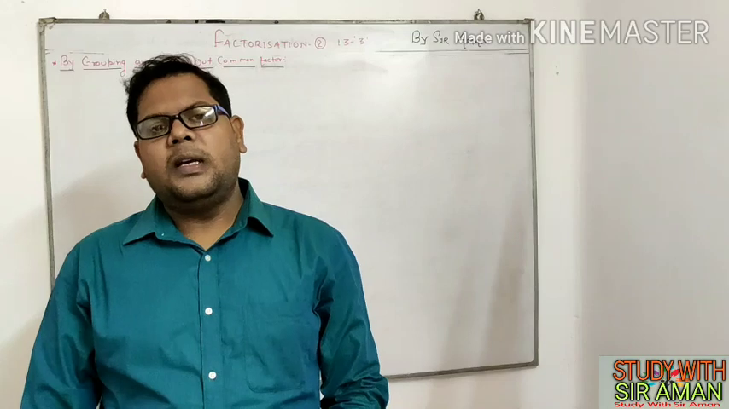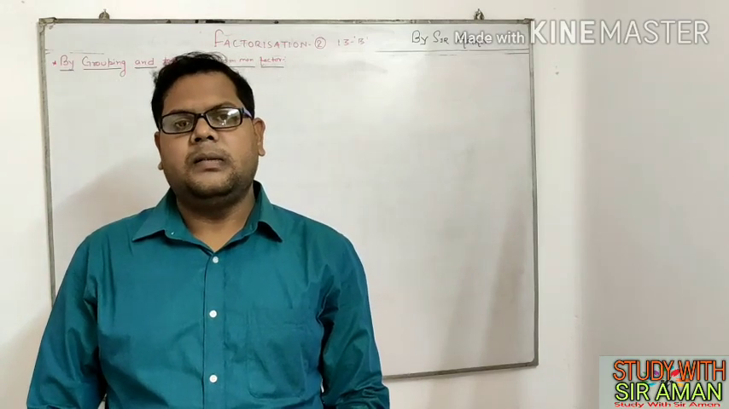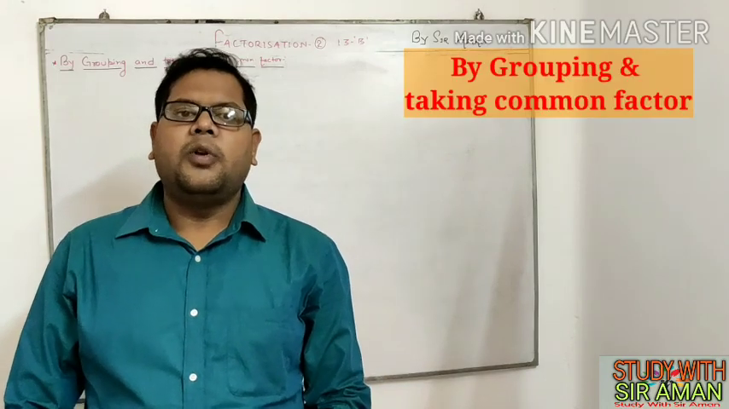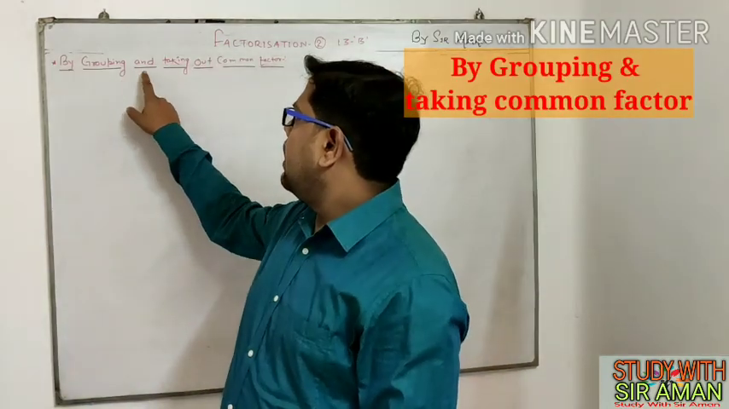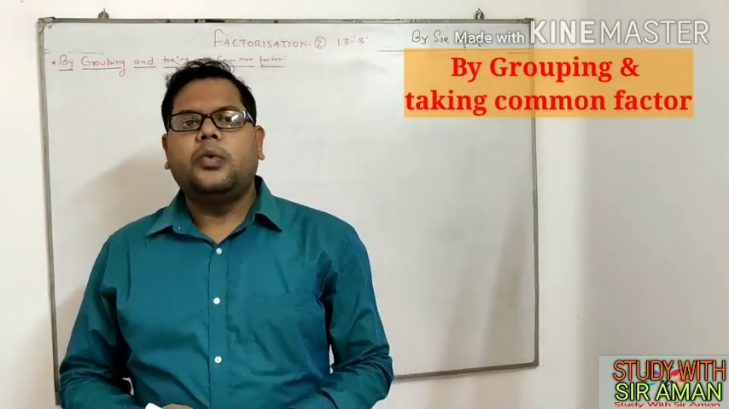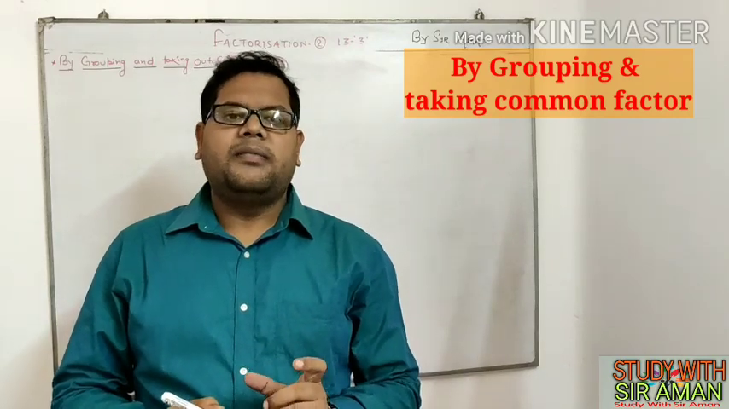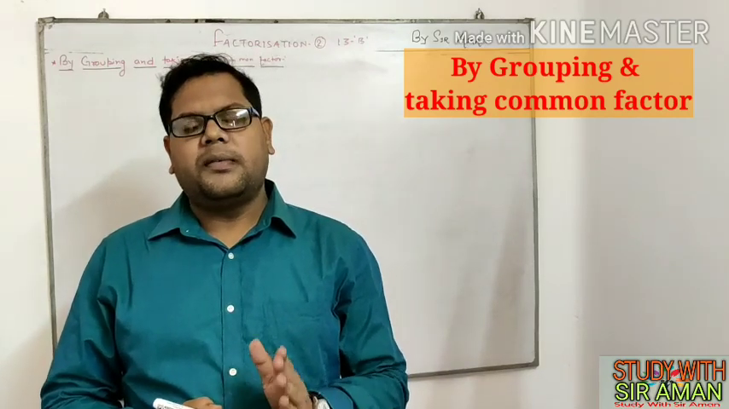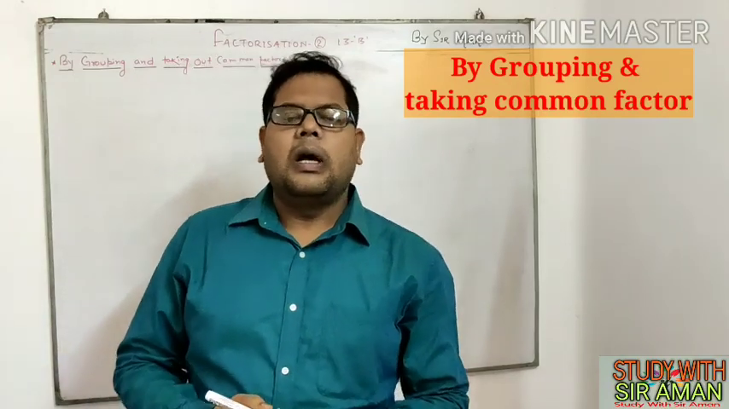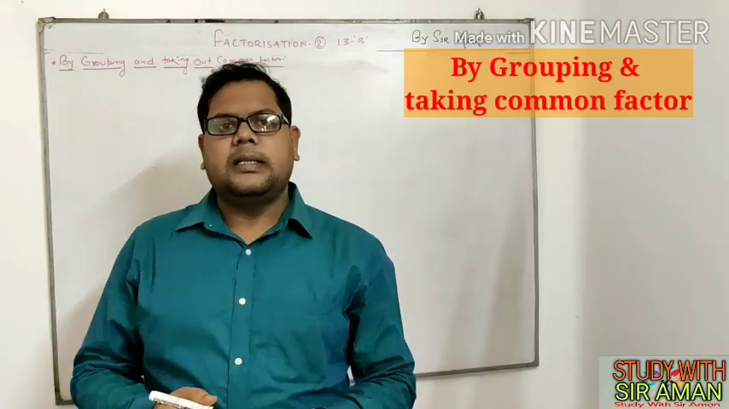Today is the second part of the factorization chapter 13D. Today we will do factorization by using formula, by grouping and taking out common factor. First, we have to arrange so that each term has a common factor. Then we will take out the common factor and factorize the remaining one. Now let us start the exercise.